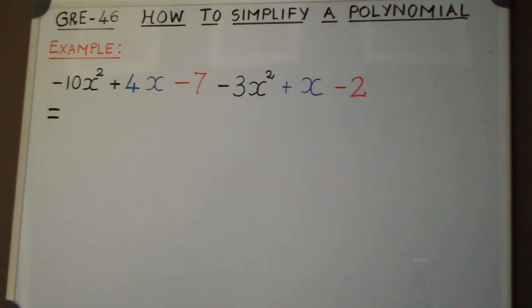What I would like to do today is to show you how you simplify a polynomial. In order to do this, I have taken here the following example, which you can see on the board. Now, in this example, we have a polynomial which is made up of 6 terms. In other words, the number of monomials that are involved in this polynomial are 6 in number.